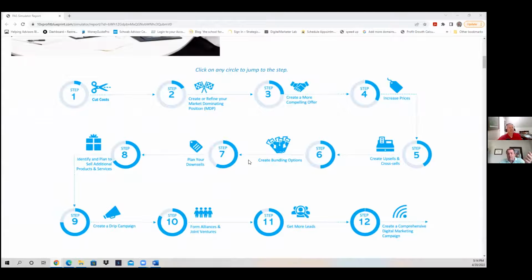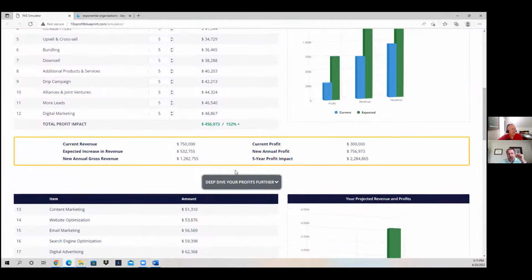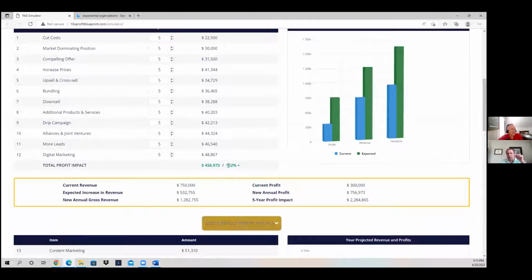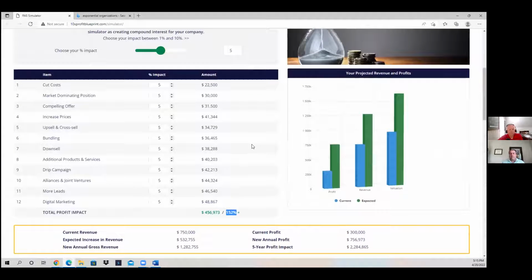But look, if you can increase your profit, you do 5% across the board, that equals a 152% increase in your profit. That's a massive amount of money in your pocket for going from a $750,000 business to a $1.2 million, $1.3 million business. That little jump could put as much as $400,000 more in your pocket. Doesn't mean it's going to be, because sometimes as you grow, you've got growing pains and insert people into that equation to make that happen. But that's the idea.